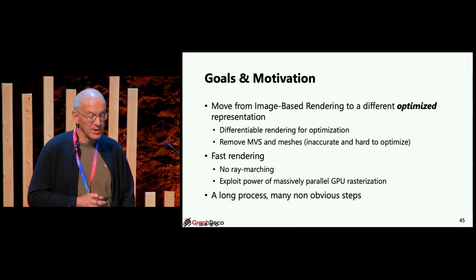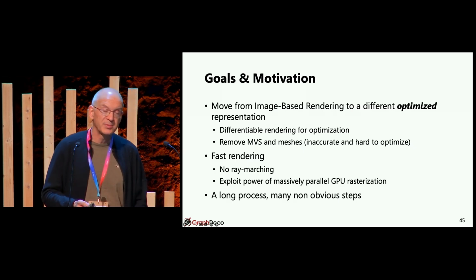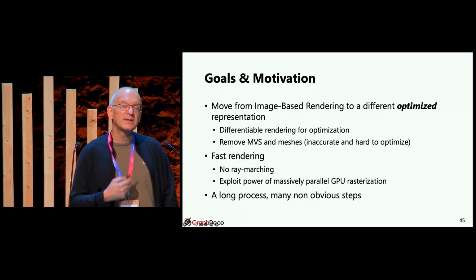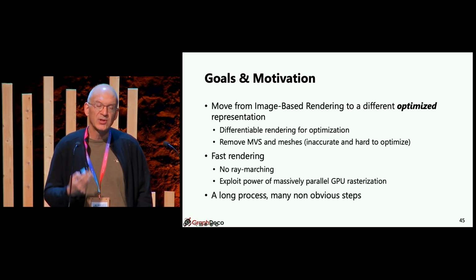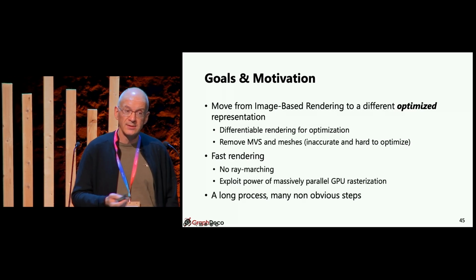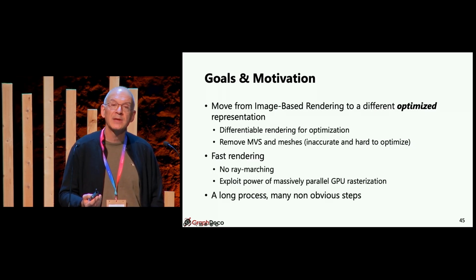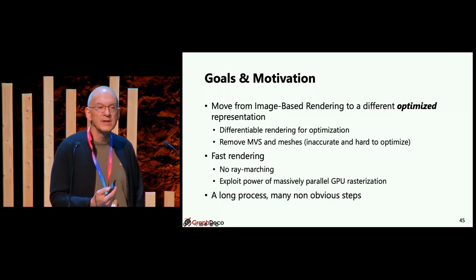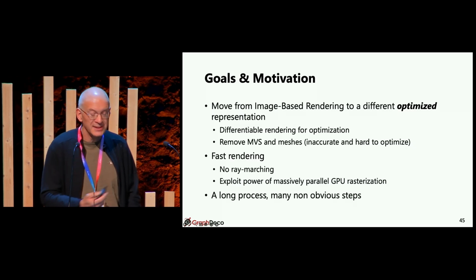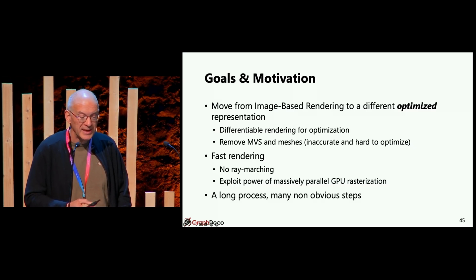So the goals and motivations: the goal was to move from what was image-based rendering to an optimized representation, which has differentiable rendering for optimization, but we wanted to get rid of multi-view stereo and meshes because they're inaccurate and hard to optimize. We wanted to have fast rendering, so ray marching was probably not the correct option, and we wanted to exploit the power of these massively parallel GPUs, which over the years, since we were early adopters, we really knew how to use as graphics people. G is graphics in the GPU, even these days it mostly doesn't do graphics. And it was a long process with many non-obvious steps.